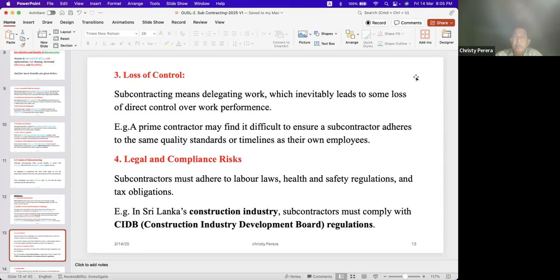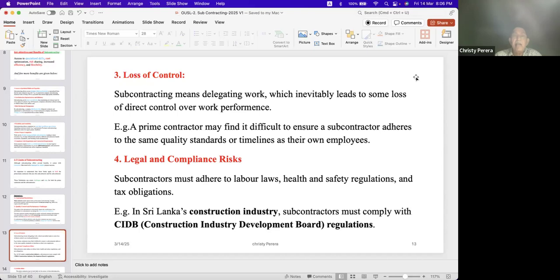Legal and compliance risk. Subcontractors must adhere to labor laws, health and safety regulations, and tax obligations. Sometimes if subcontractors stay without paying taxes, ultimately the main contractor will have to pay their taxes also. If the subcontractors don't follow labor laws, they will put a case against the main contractor. So it's an unnecessary problem for the main contractor.